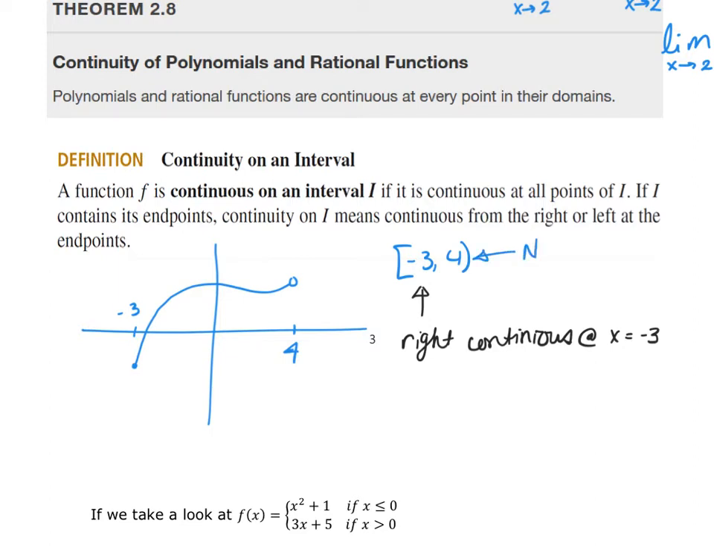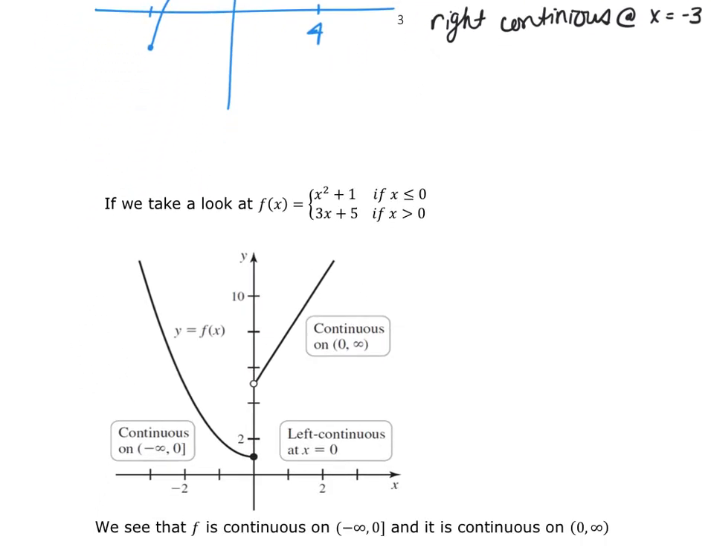I am not left continuous at x equal to 4 because it's not included. It's an open circle, it is not included, so it is not left continuous at 4 because it's not included in the interval. So just like with limits, we have the left limit and right limit, we have the left continuity and the right continuity. If we take a look at this particular graph, it is a piecewise function.